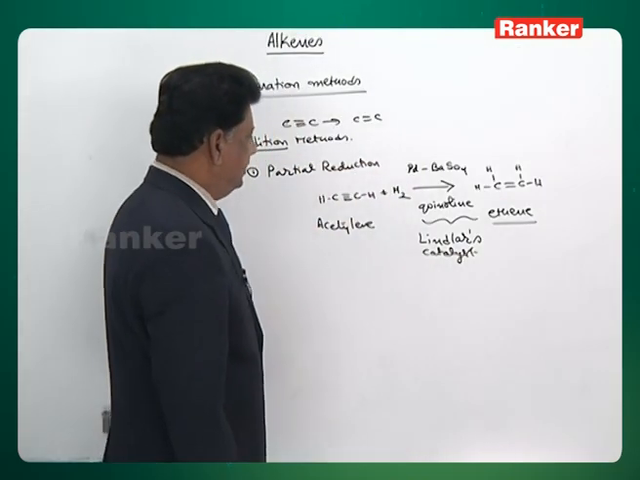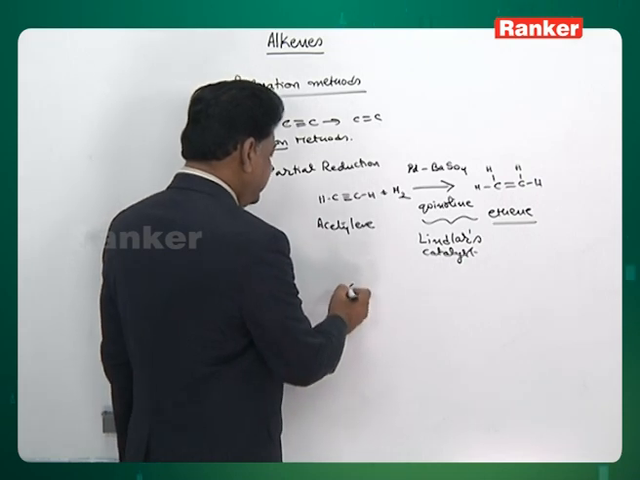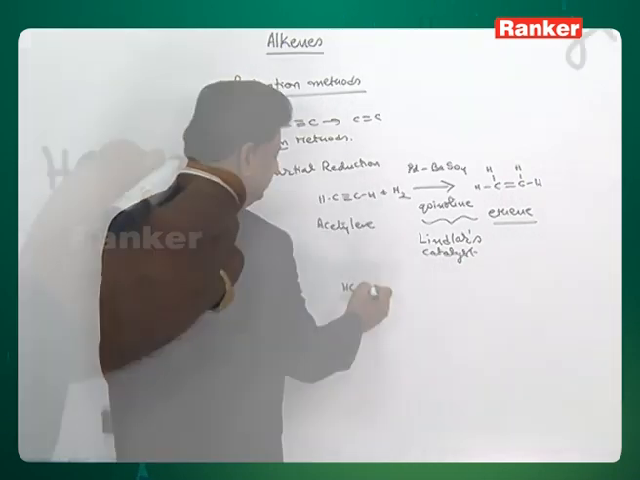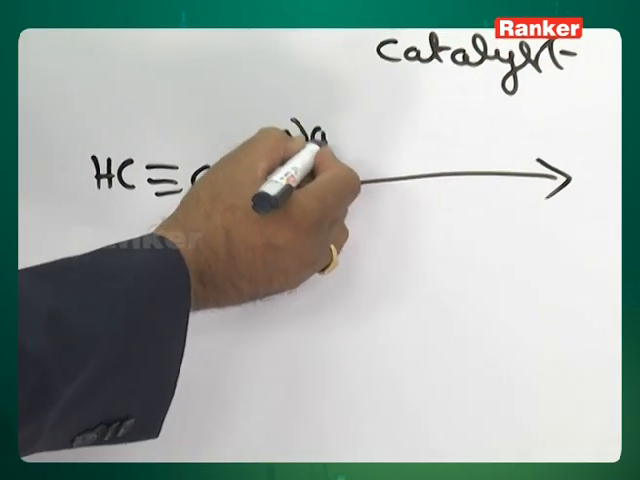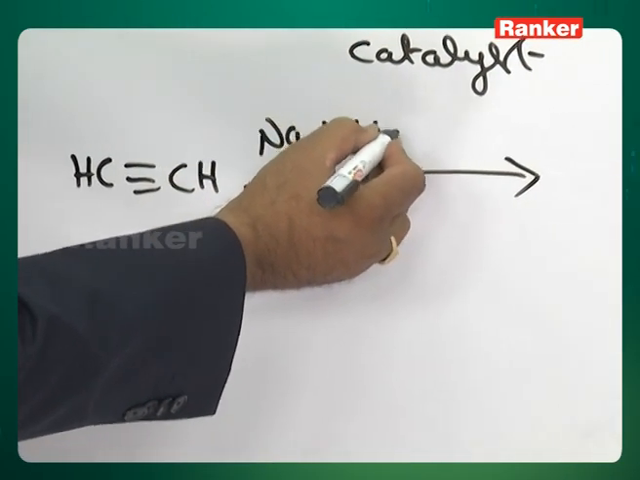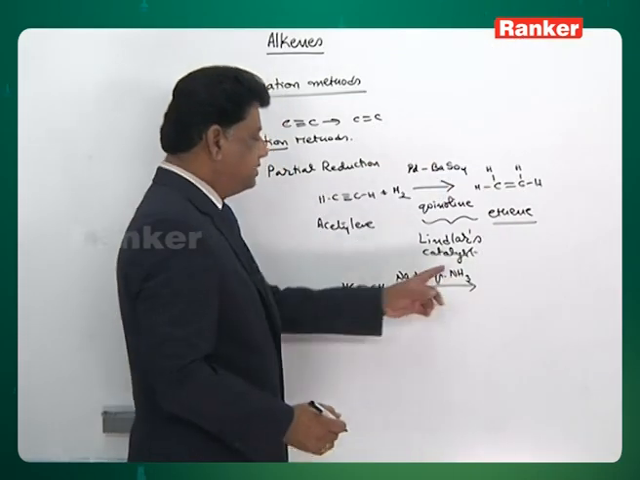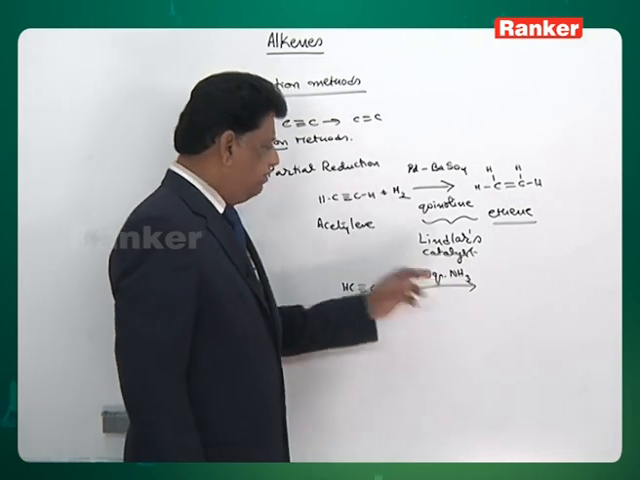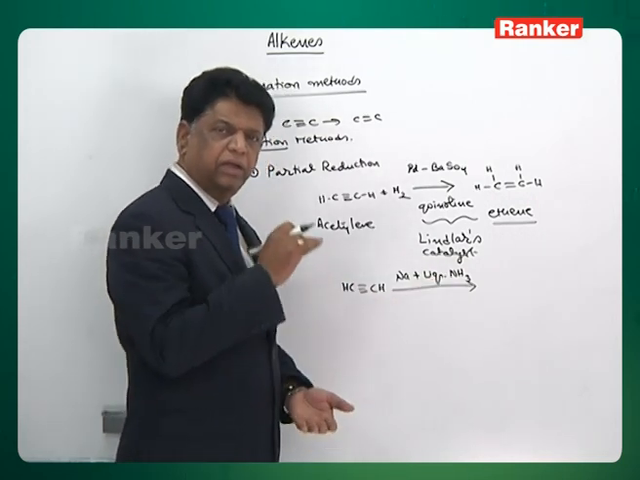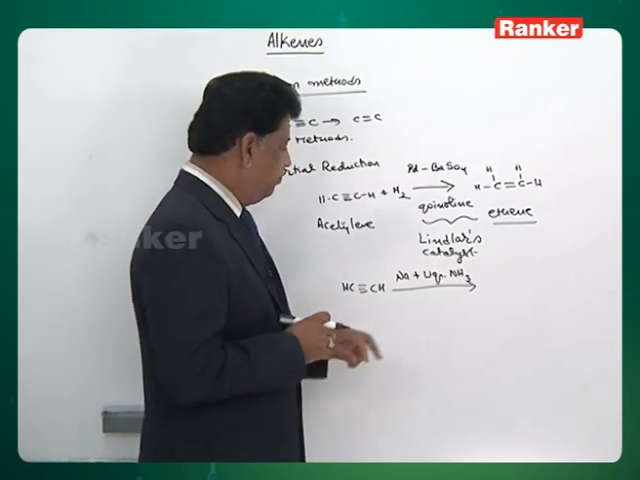Instead of this type of catalyst, we have another method. In this method, acetylene is treated with sodium and liquid ammonia. Ammonia is originally a gas, but this gas should be cooled enough so that liquid is formed, or under pressure also the ammonia can be converted into the liquid.